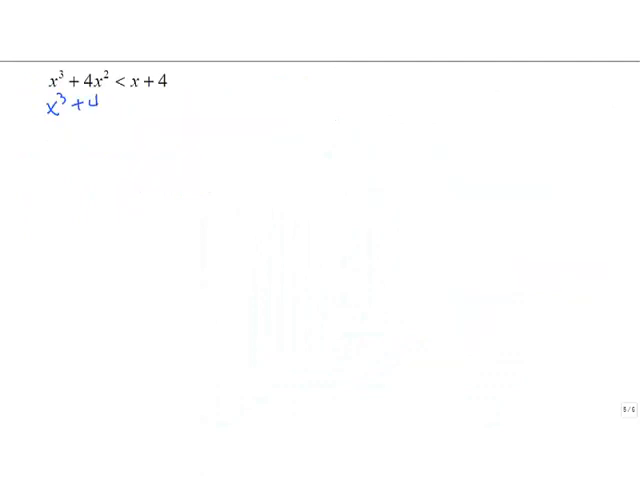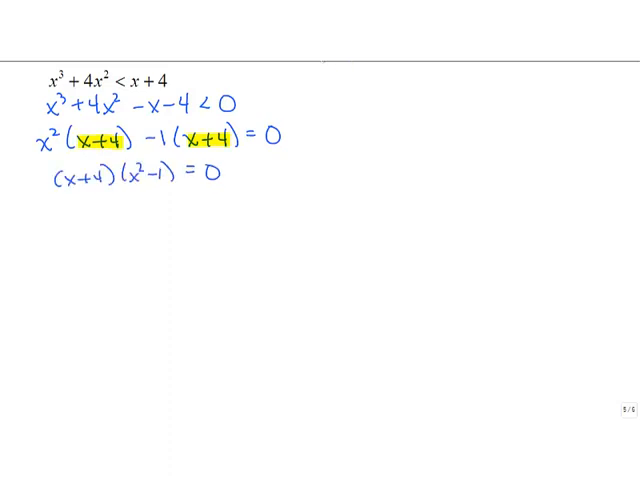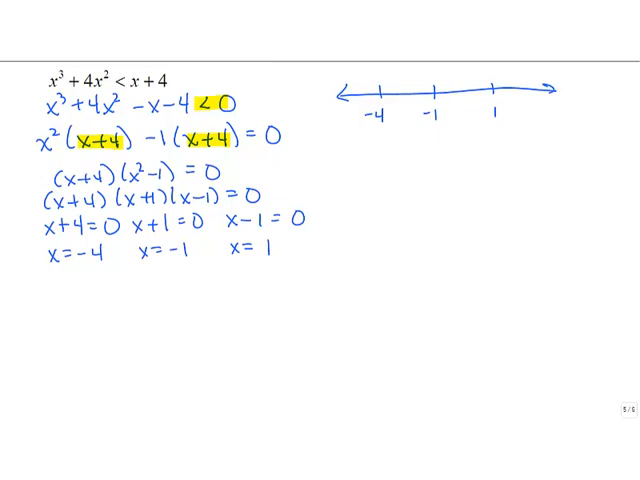Here we need to write this problem in standard form. Subtract x and subtract 4 from both sides. Since we have 4 terms, we will use the grouping method to factor and solve for x. We can factor further because we have the difference of two squares. We now have our boundary points, our zeros. Place on the number line and choose your test points.